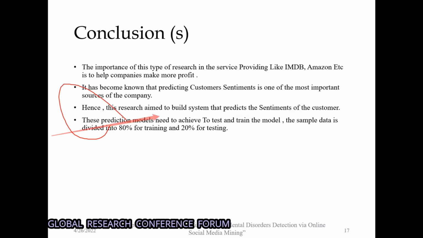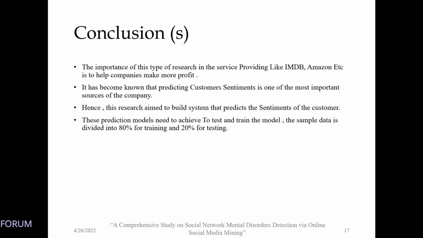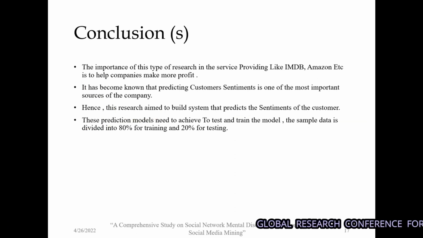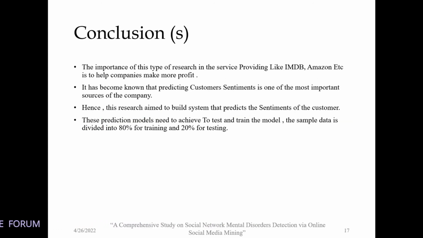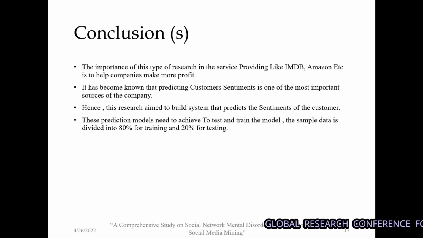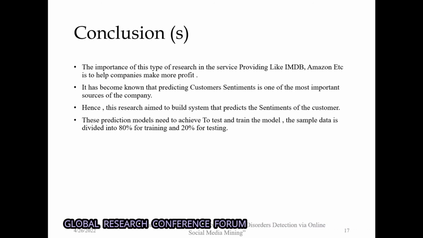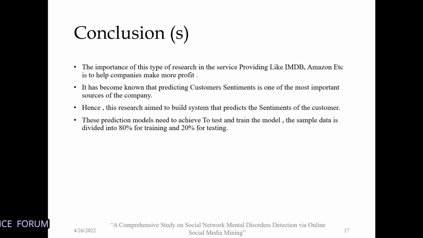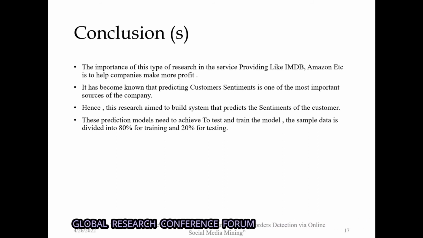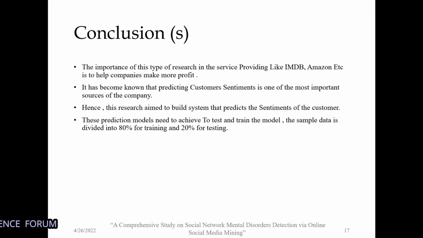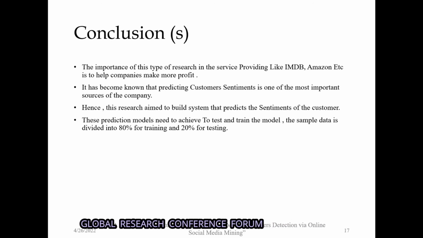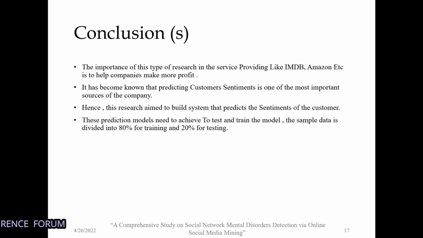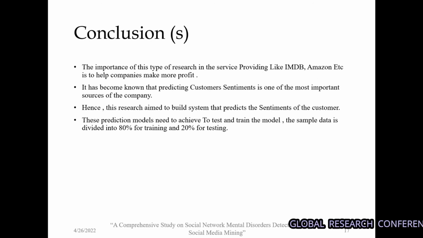Conclusion: the importance of this type of research in service providers like IMDb, Amazon, etc. is to help companies make more profit. It has become known that predicting customer sentiments is one of the most important sources for the company. Hence, this research aims to build a system that predicts the sentiments of the customer. This prediction model needs to be tested and trained. The sample data is divided into 80% training and 20% testing. NLP is mainly used for understanding users' requirements and process. That's it. Thank you.